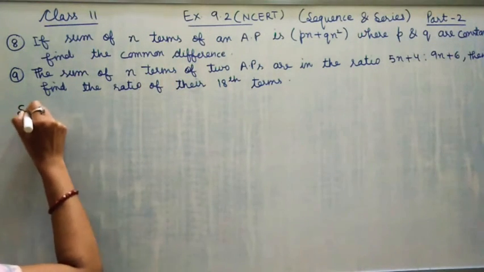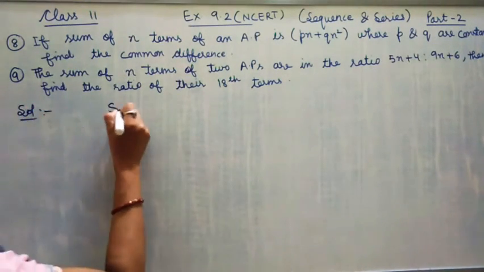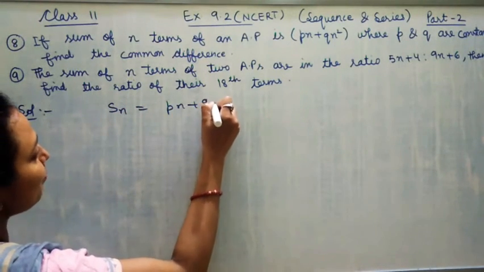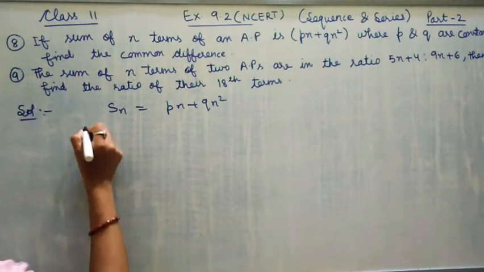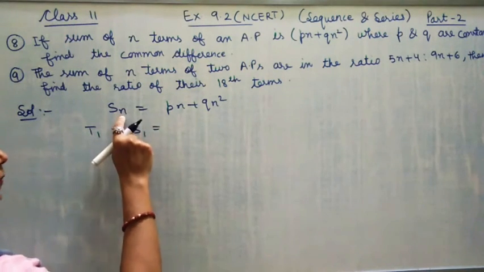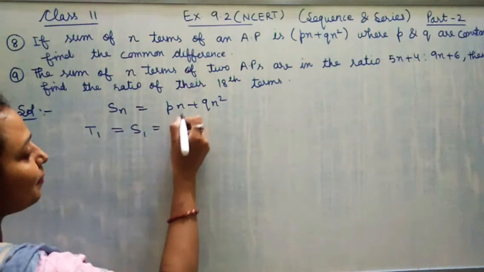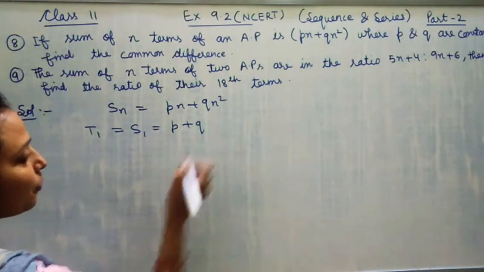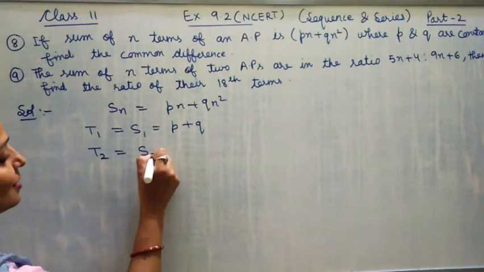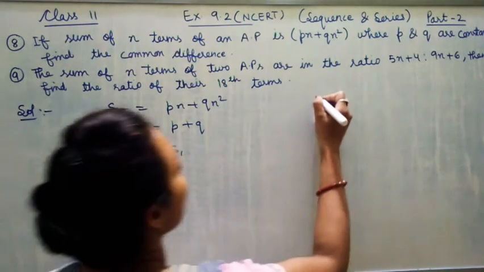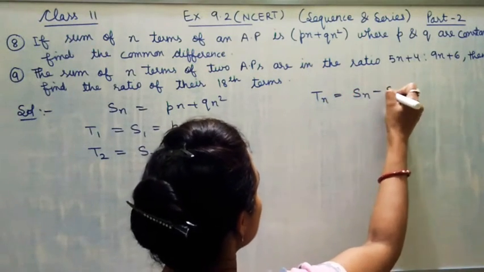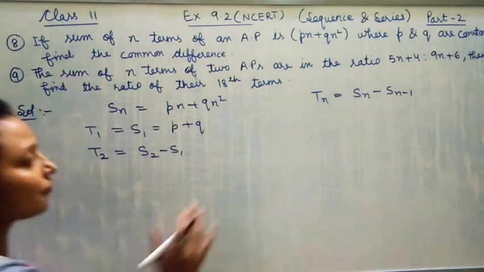So how will we solve this? I will take Sn equals Pn plus Qn square. I will take the value of term 1, which is always equal to the sum of 1 term, so put n equals 1, that gives P plus Q. Now for finding the value of term 2, we have the formula S2 minus S1. You all know from class 10th that Sn minus Sn minus 1 is the formula of the nth term.